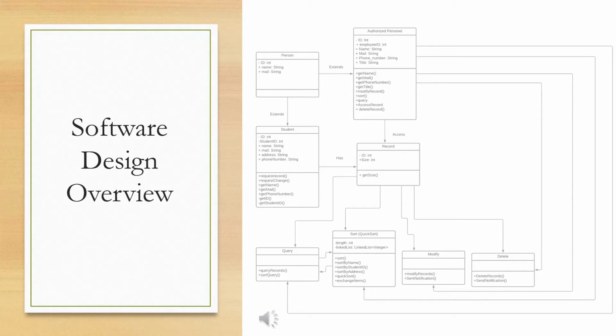This slide shows the full overview of our software diagram using UML notation. The diagram covers the create, modify, delete, search, and sort functions. The remaining slides take a deeper dive into the specific functions and their specific variables.